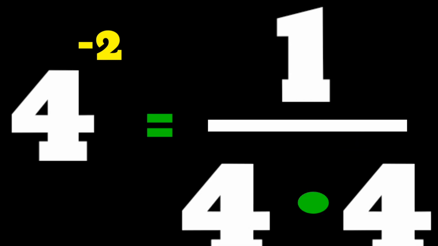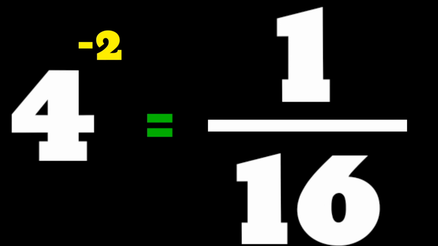Examples: 4 to the power of negative 2 is just the same as 1 over 4 squared. 4 squared means 4 times 4 equals 16. So the final answer is 1 over 16.